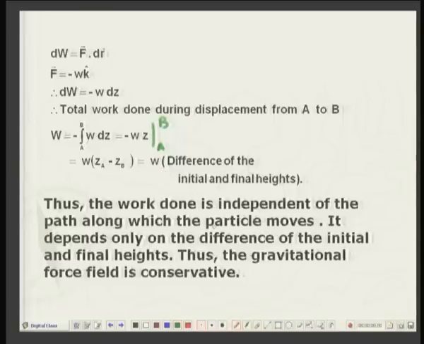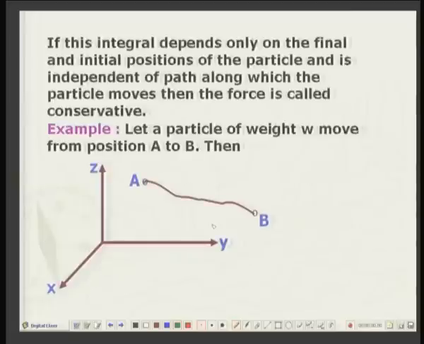So, whether the particle has fallen from A to B according to this path or this path or any other path, all that matters is the initial height minus the final height. So, essentially this total work done is independent of the actual path followed by the particle, and it depends upon the initial minus the final height.